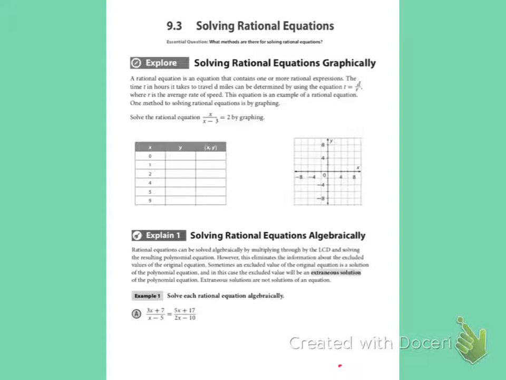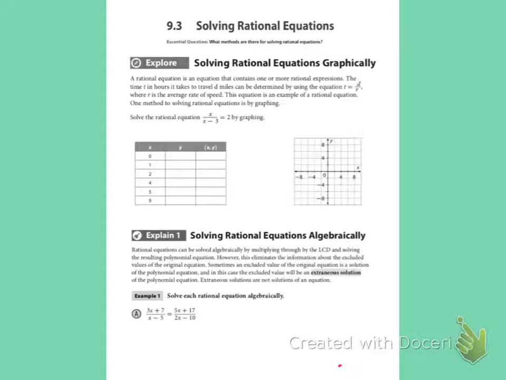Now, one of the methods we're going to look at for solving rational equations is graphing. So we're going to take a look at a more physical, hand graphing method of solving it, also using our graphing calculator. So let's say we wanted to solve the rational equation x over x minus 3 equals 2. And we wanted to solve by graphing.